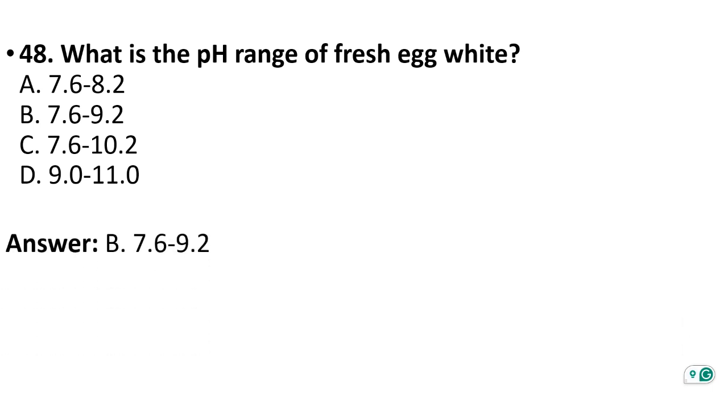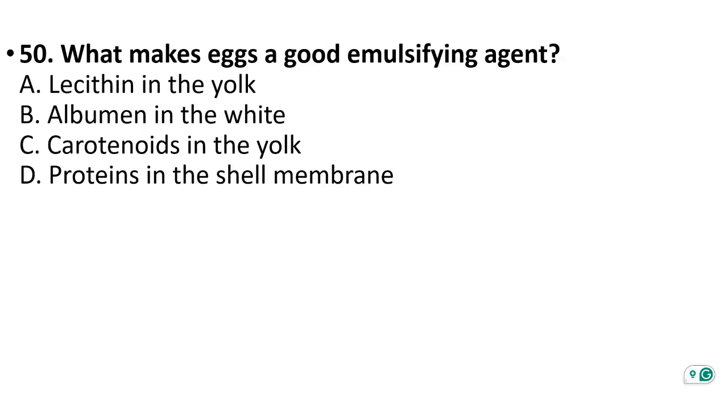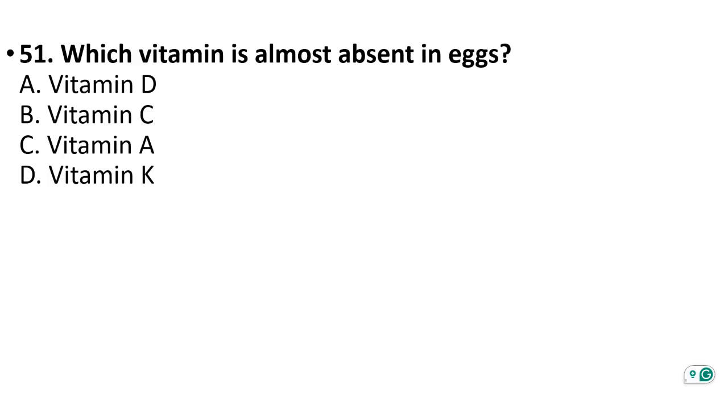7.6 to 9.2. 49. Which protein is primarily responsible for the foaming ability of egg whites? Ovotransferrin, ovalbumin, ovomucoid, lysozyme. Your answer is option B. Ovalbumin. 50. What makes eggs a good emulsifying agent? Lecithin in the yolk, albumin in the white, carotenoids in the yolk, proteins in shell membrane. Your answer is option A. Lecithin in the yolk.